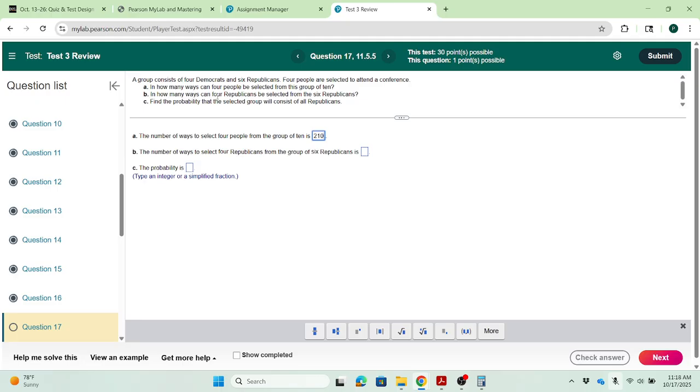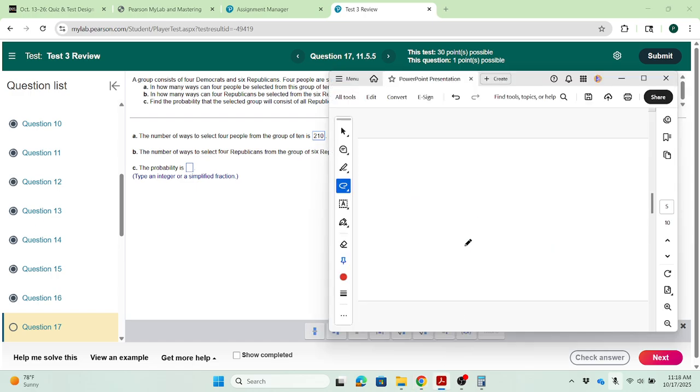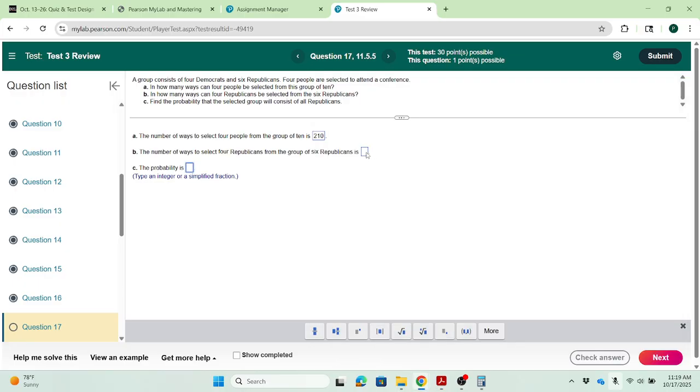How many ways can 4 Republicans be selected from 6 Republicans? That's 4 combination from 6. So it's 6 factorial divided by 2 factorial times 4 factorial, which is 6 times 5 times 4 factorial over 2 factorial times 4 factorial. The 4 factorial cancels out. 6 times 5 is 30, divided by 2 is 15 different ways.